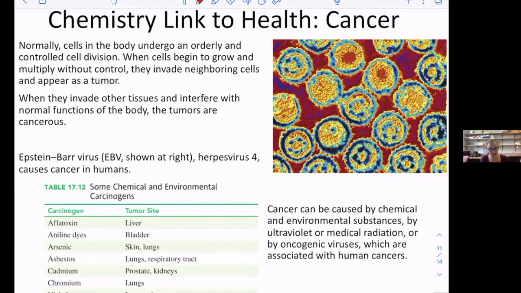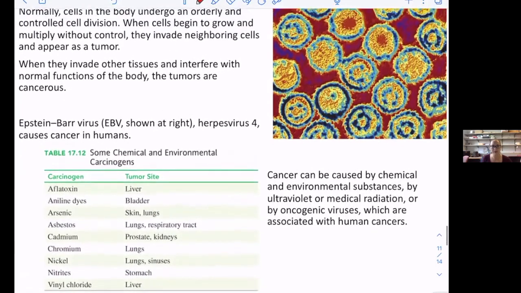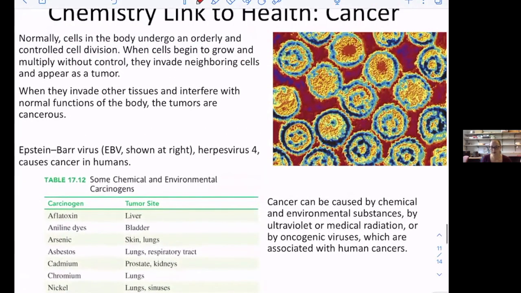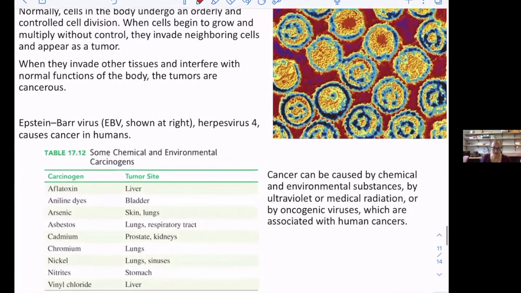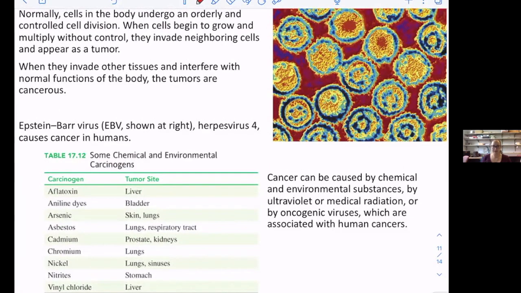You can have a tumor that is non-cancerous as well. So Epstein-Barr virus, or EBV, is shown on the right here. It's herpes virus 4, and it causes cancer in humans. This particular virus can cause your regulation system for that cell to not be able to regulate its growth anymore. And so it would keep replicating over and over, because then that DNA is hurt, if that makes sense. So it can cause all of these different kinds of cancers down here on the left.